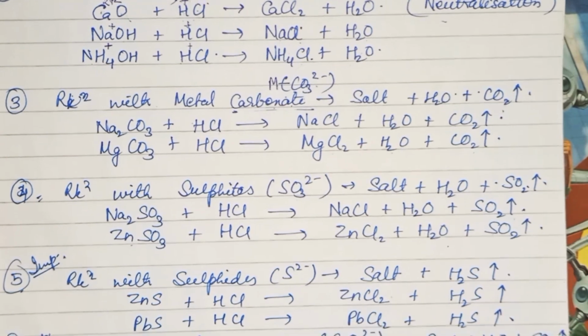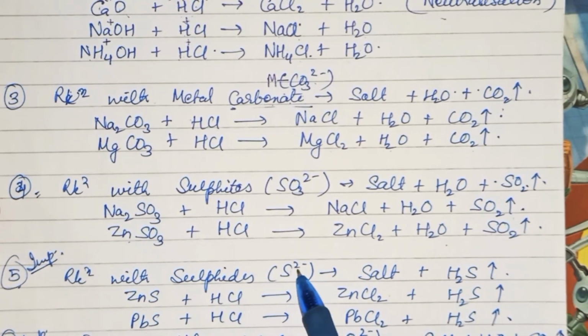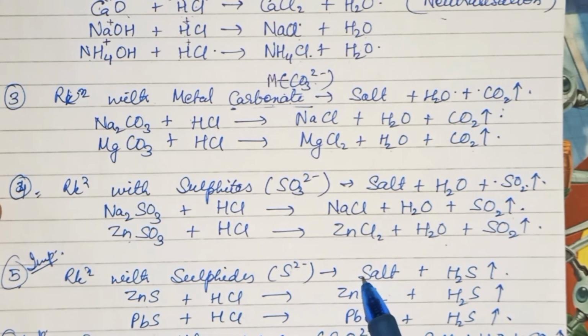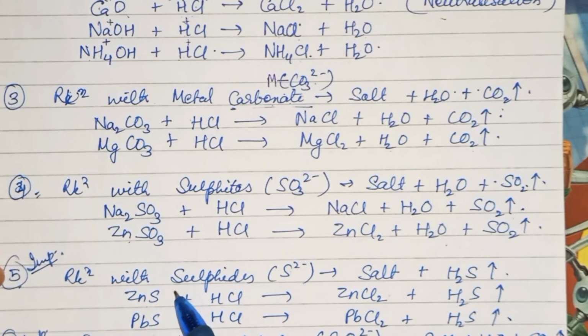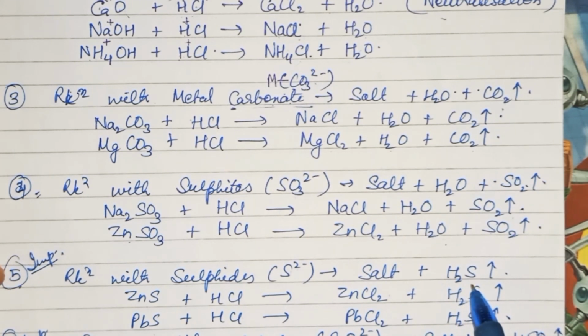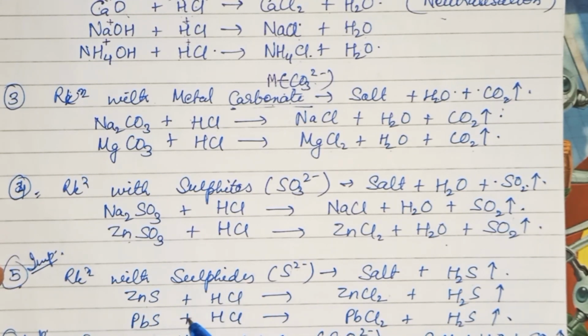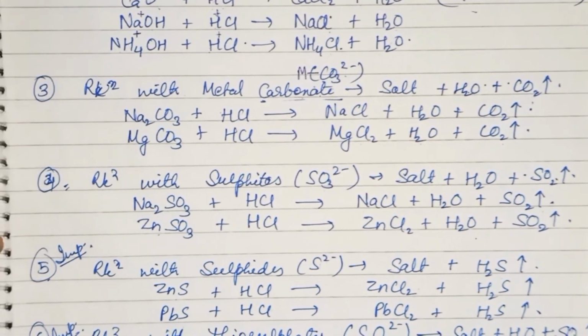Now this reaction is also very important, children. Reaction with sulfides, S2 minus. Zinc sulfide and lead sulfide, when reacting with acid, will give salt. See here, children, no oxygen is present on the reactant side. Just now I told you that wherever oxygen is on the reactant side, it will combine with hydrogen and form water. Here no oxygen is present, so no water is forming. In place of water, H2S gas is forming. Hydrogen sulfide gas is forming, not water. Why is water not forming? Because there is no oxygen on the reactant side. Only where oxygen is present does hydrogen combine with oxygen to form water.